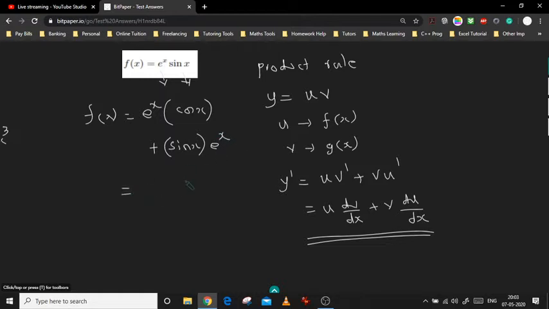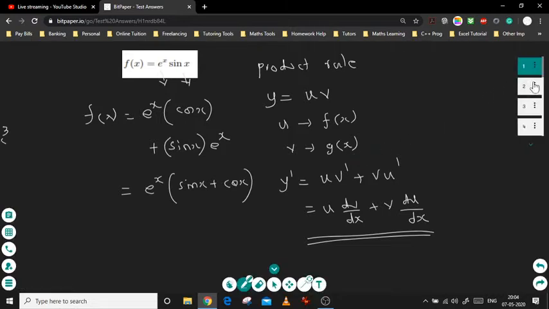So this is how we can apply the rule. We don't have to remember it as a rule. Just by knowing the method we can do it easily. So now you can factor out the e power x. If I factor out the e power x from both terms, I'll get sin x plus cos x. I put the sin x in front, and the second term I put after it. So therefore this is the answer for this question. Alright, so let's move on to the next one.